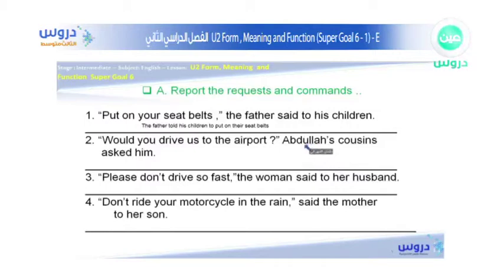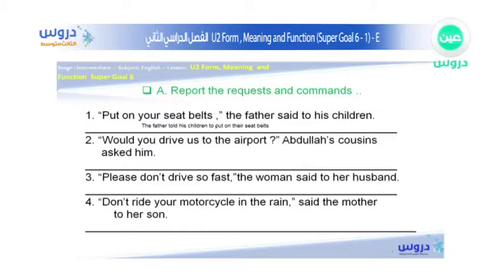Okay. Is it Abdullah? Only Abdullah? Abdullah what? At first, Abdullah's. This is together. Okay. Excellent. Yes, that's right. This is together. It's not only Abdullah. Abdullah's cousins. Okay. After that, Abdullah's cousins or his cousins. Okay. It's acceptable.